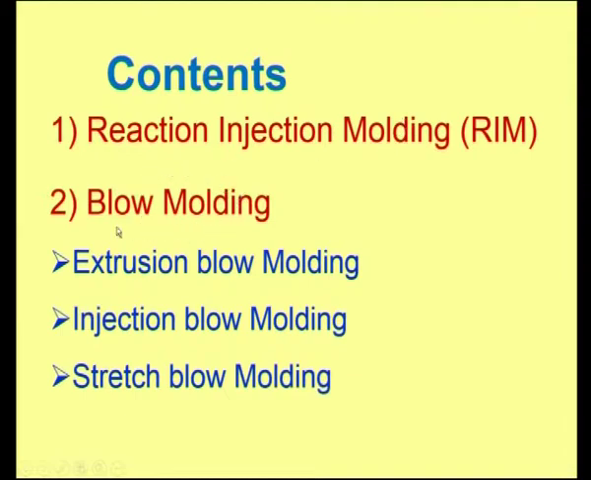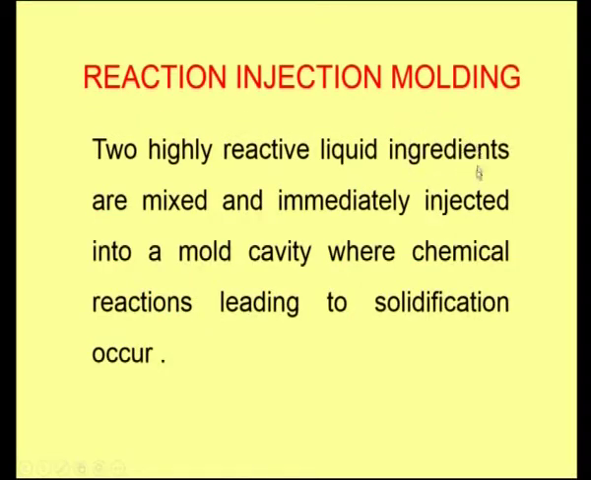And then we will also look into another important polymer processing operation, which is blow molding. In the blow molding, there are three types. One is extrusion blow molding, injection blow molding, and stretch blow molding. We will see one by one. First, what is reaction injection molding? So, in reaction injection molding, two highly reactive liquid ingredients, normally we take two different monomers. They are mixed and immediately injected into a mold cavity, where chemical reactions would take place that will ultimately result into solidification, and you get a product.